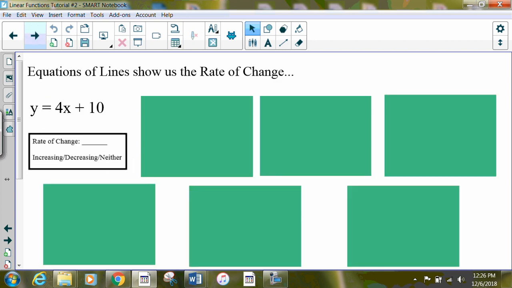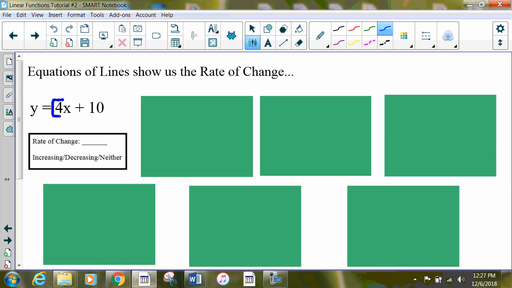When we look at an equation of a line like y equals 4x plus 10, it actually tells us some things. This equation, y equals 4x plus 10, is in slope-intercept form. We'll learn about that in a little bit. What it shows us is the rate of change. We don't even have to do rise over run. All we have to do is look at the number that's right in front of the x, and that is our rate of change. So for this equation, the rate of change is 4.